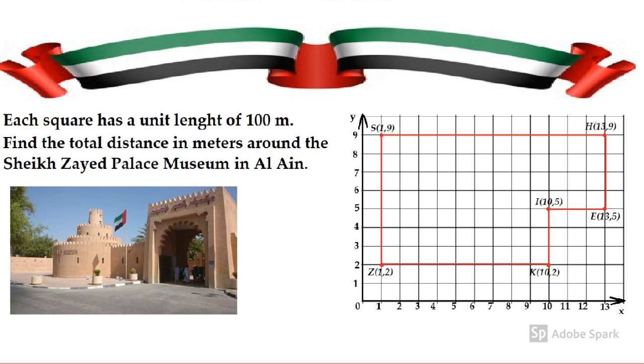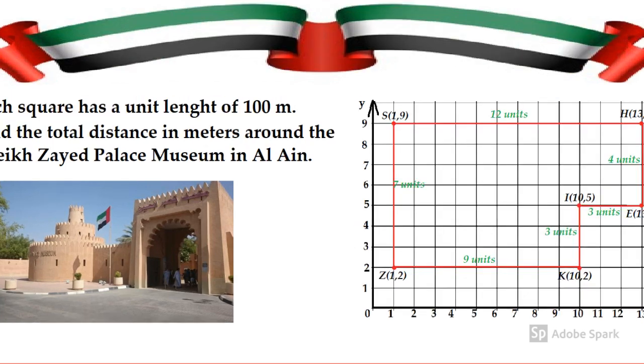So let's try to solve this problem. Each square has a unit length of 100 meters. We're going to find the total distance in meters around the Sheikh Zayed Palace Museum. You can see that all the ordered pairs are plotted in the graph, represented by letters, and you can right away count how many squares each distance has from each point.